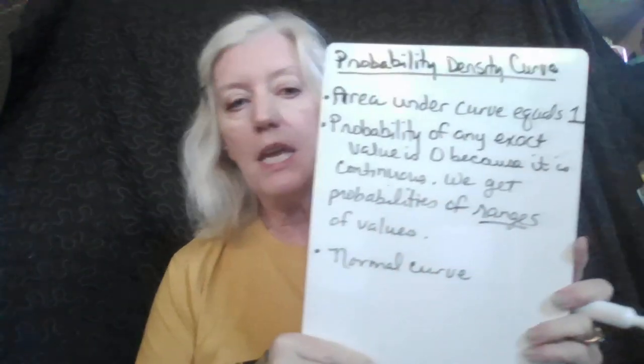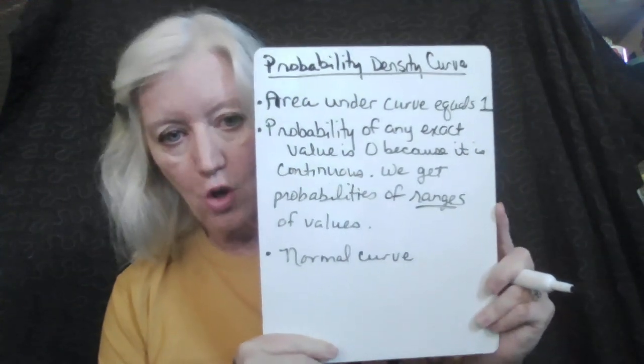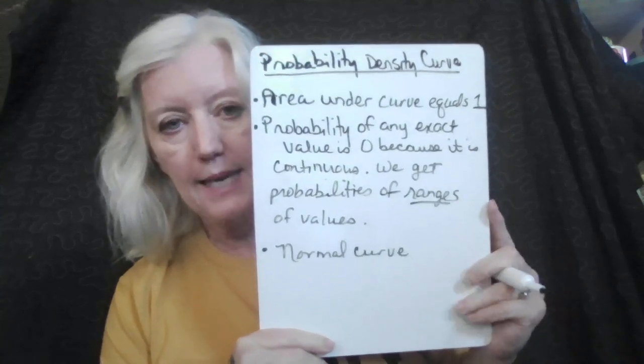And let me talk more about this probability density curve, because this is the one that we're going to see a lot of. You know it as what's called a normal curve. Okay, we'll get to that in a second.